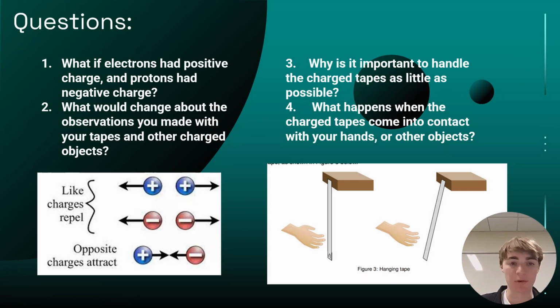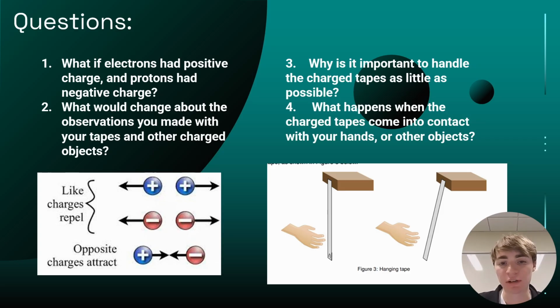Now for some discussion questions. What if electrons had positive charge and protons had negative charge? And what would change about the observations you made with your tapes and other charged objects? Actually, nothing would change at all, because even if the tapes had negative charges instead of positive charges, like charges still repel each other, and the demonstration and the observation would still be the same, as they would still repel and push apart. So interestingly enough, there would not really be an effect from this, as it would be just the opposite dynamic of the same situation.